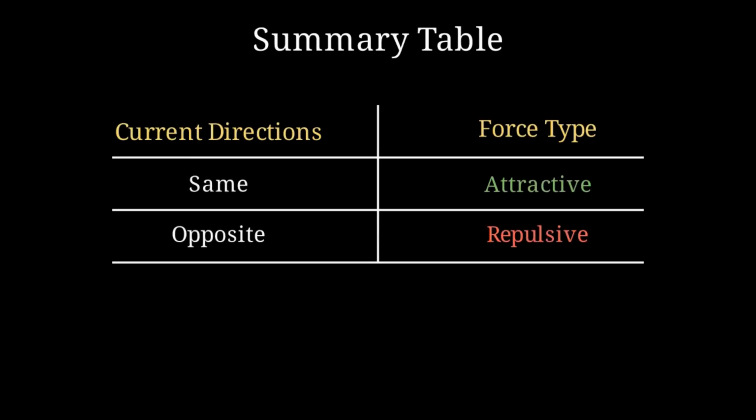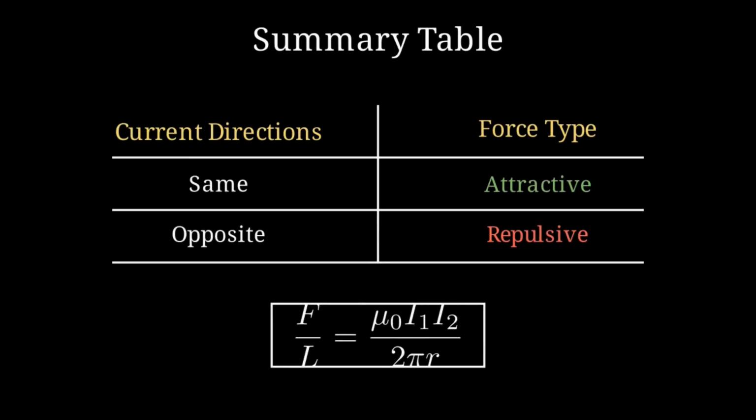To summarize, parallel currents attract, while anti-parallel currents repel. The magnitude of the force is proportional to the product of the currents and inversely proportional to the separation distance. This creates a high-pressure magnetic region that pushes the conductors away from each other.